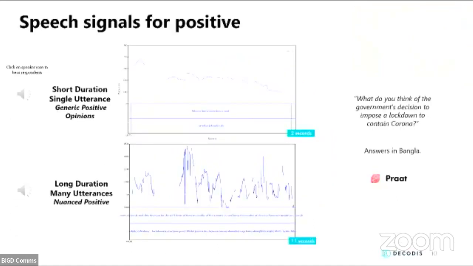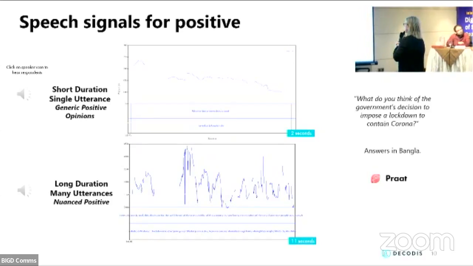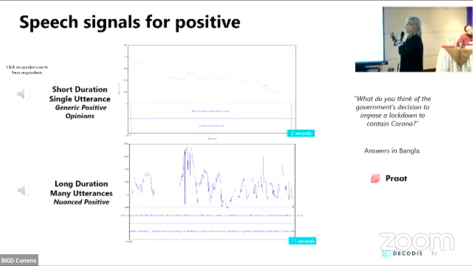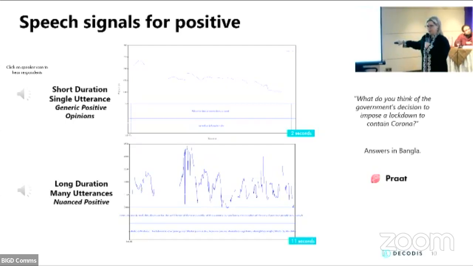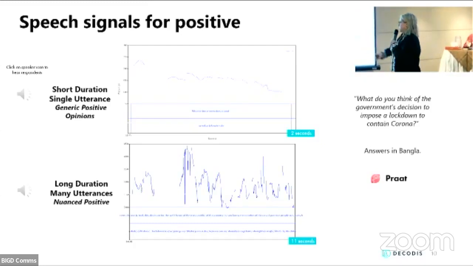And this is where the speech signals are helpful. So speech signals are extracted using a special software called Praat. You can barely see, you can see faint lines, and this is the pitch variation. It's that PDQ. And you can see on the top, this is the generic positive. So it's only usually about 2 seconds on average, compared to the 11 seconds on the nuance positive.